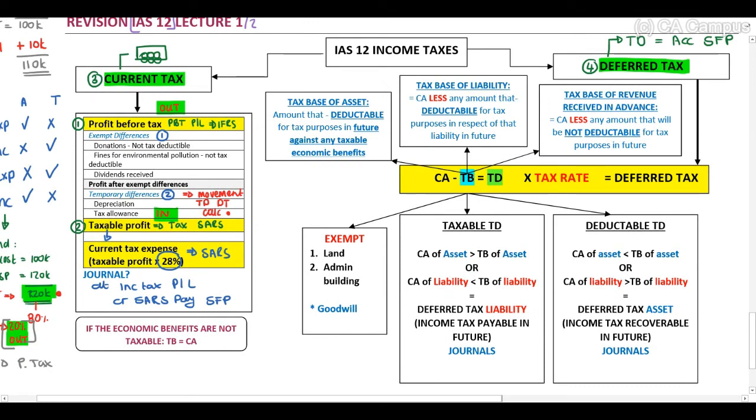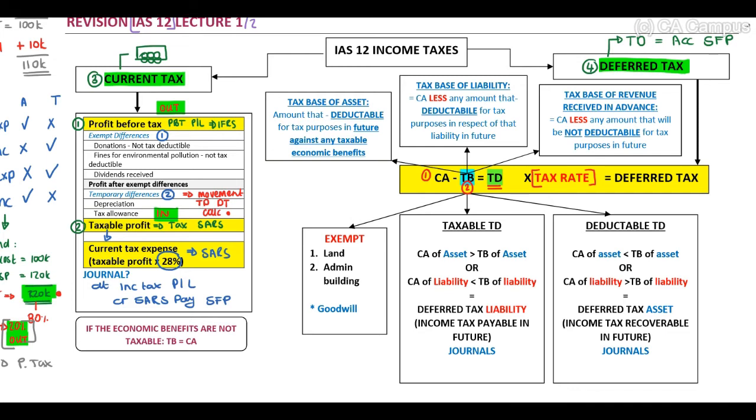How do we calculate our deferred tax? First, we need to determine our carrying amount based on our accounting rules. Then calculate our tax base. The carrying amount minus the tax base will result in a temporary difference, times our tax rate, and this will then be a deferred tax asset or liability.